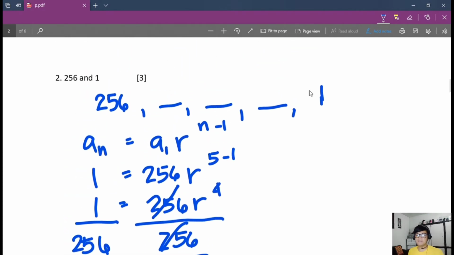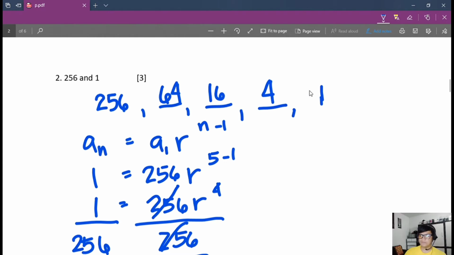So, let's start with positive 1/4. 256 times 1/4 is 64. And 64 times 1/4, that's 16. 16 times 1/4 is 4. And 4 times 1/4 is 1.